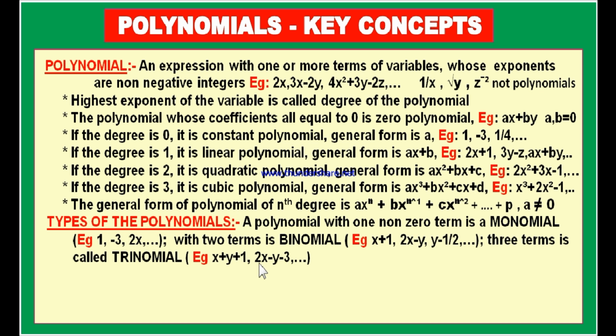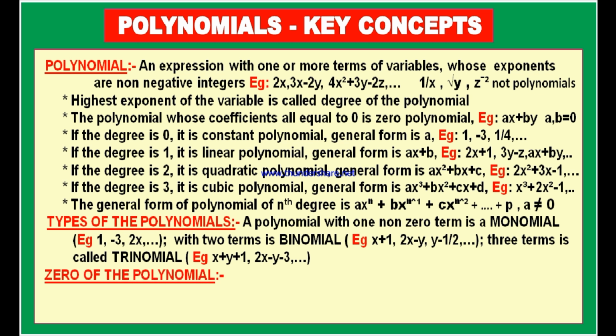All these contain 3 terms. In any polynomial, if there are 3 terms, then it is called a trinomial. Understood? Every polynomial with 1 term is a monomial, every polynomial with 2 terms is a binomial, and every polynomial with 3 terms is called a trinomial. In this class, we will solve some questions based on monomials, binomials and trinomials.